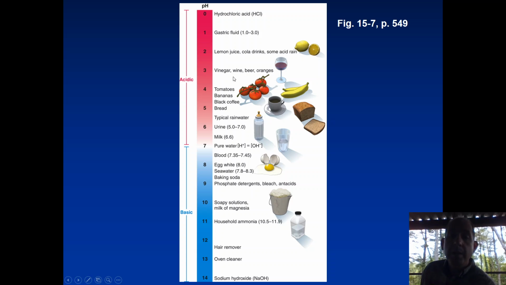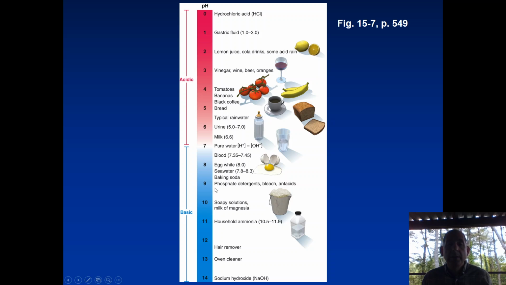Vinegar, wine, beer, and other citrus might be a little higher at 3. Tomatoes are fairly acidic, along with black coffee. Bread, typical rainwater. Urine, getting closer now to 7. Milk, a little bit on the acidic side of neutral. Here we have pure water. Here we have blood. Egg whites are somewhat alkaline.